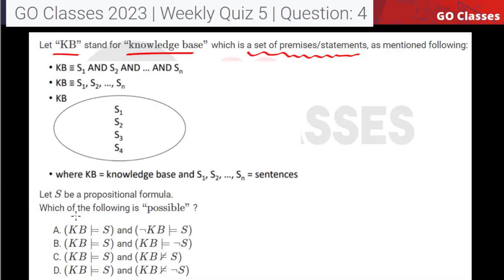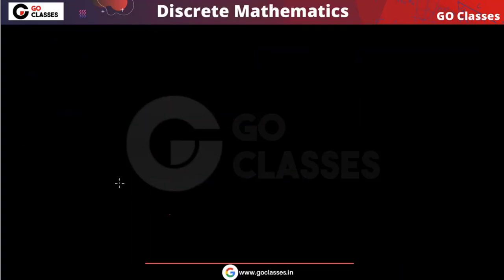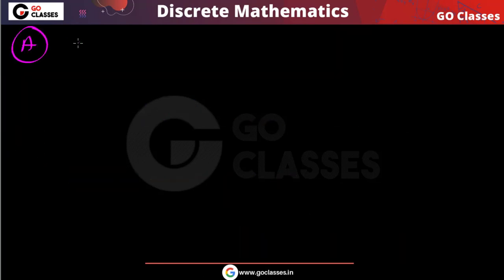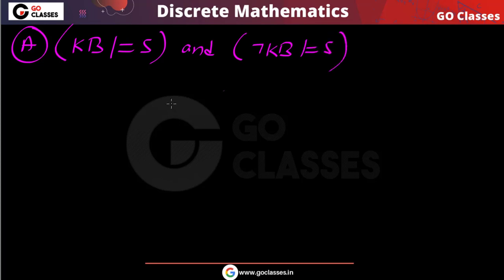Now let's see this question. Which of the following is possible? Option A is saying that the knowledge base infers S and the negation of the knowledge base infers S. Is it possible? Let's check whether it is possible or not.